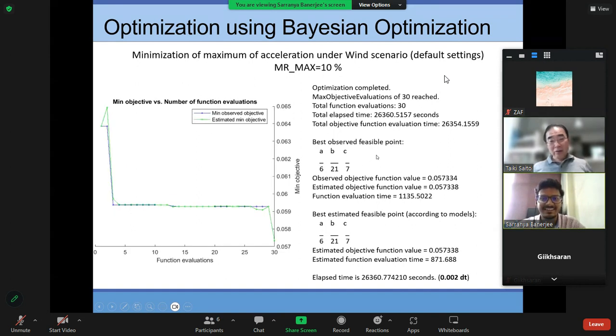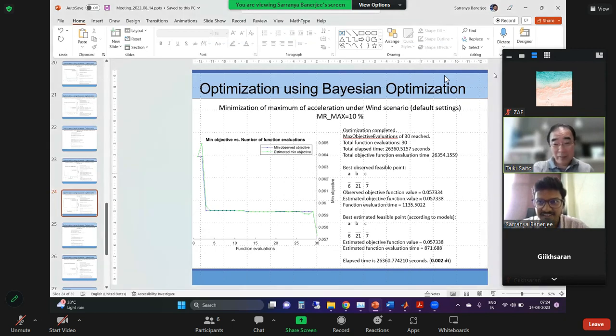Yes, and this elapsed time at the bottom, yes, it is the time using your computer. Yes, Sensei. If you use a high spec computer, maybe you can reduce calculation time more. Yes, Sensei.